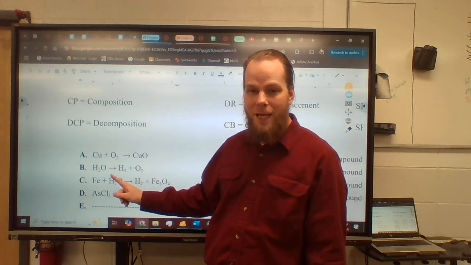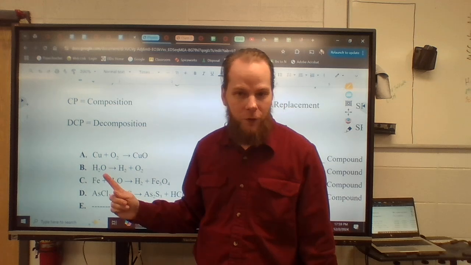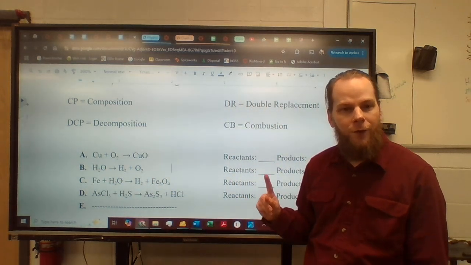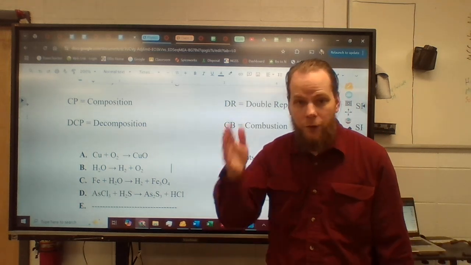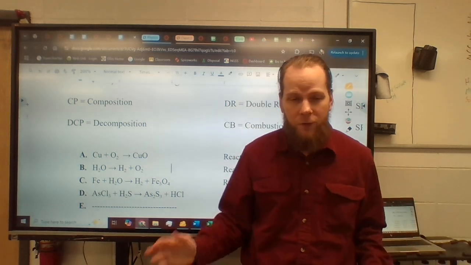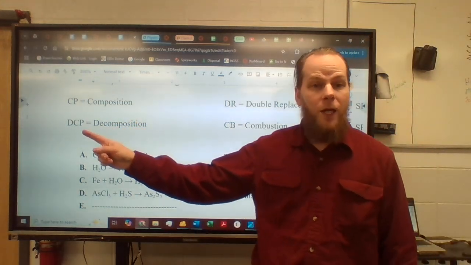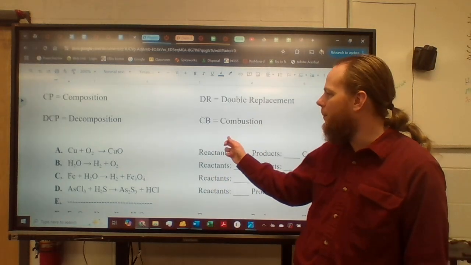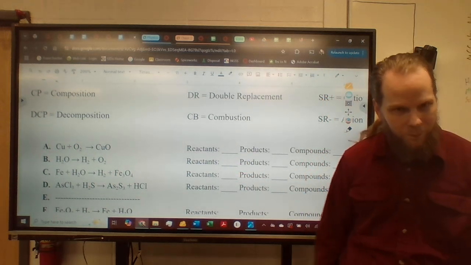Okay, B is decomposition because it's only got one reactant. Okay, you should have written a 1 here. So there's only one reactant. Products don't matter. There's one reactant. It has to be decomposition. Okay, so we'd put DCP in the fourth blank for this one. Not the third blank, not the compounds blank, but the actual fourth blank that's off the edge of the page here.